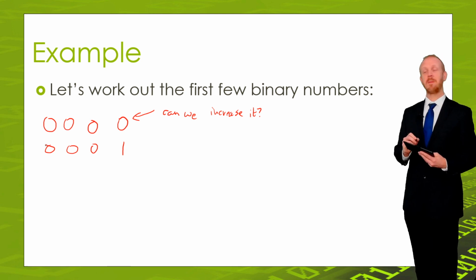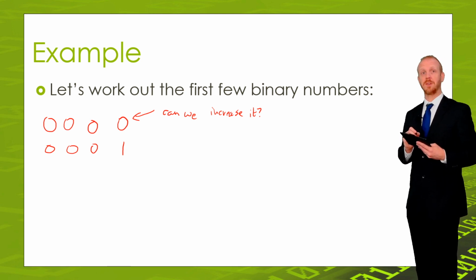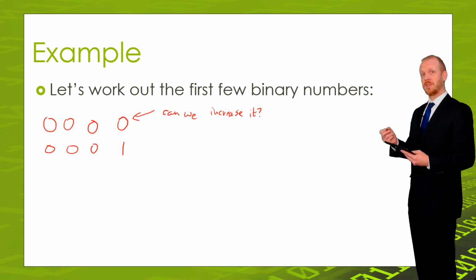And there's our next binary number. It goes from 0000 to 0001, just like denary does. So let's increase it again.